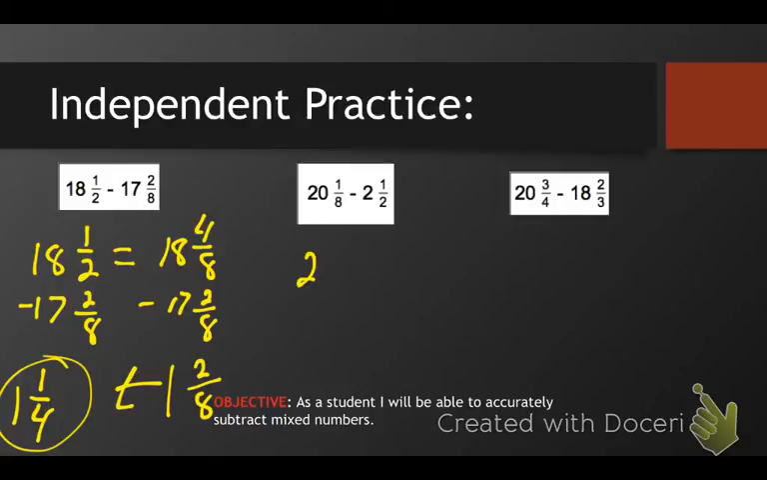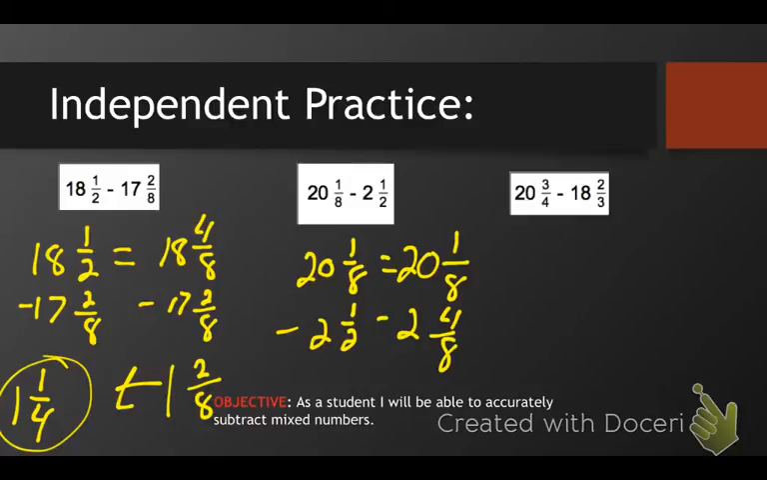Let's move on to the next one. 20 and 1/8 minus 2 and 1/2. Common denominator is 8 once again, minus 2, and that's going to be 4/8. I'm going to have to borrow because I can't do 1 minus 4. That'd be 19, and this is going to be a 9. So 9 minus 4 gives us 5/8, and 19 minus 2 is 17. That's your answer for that one.